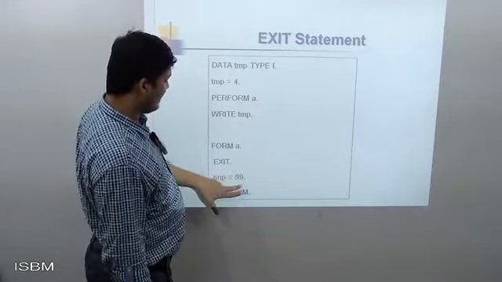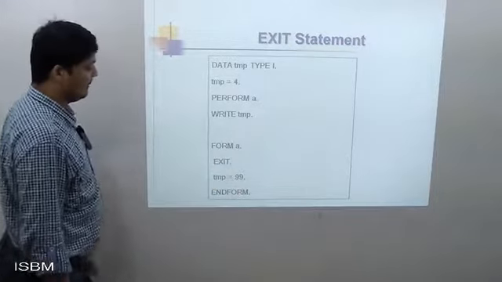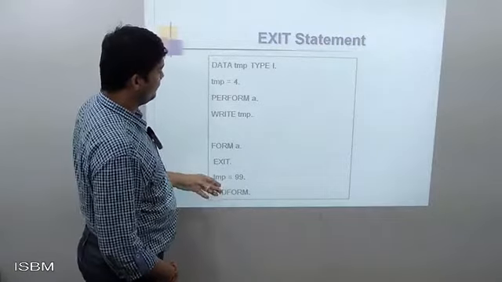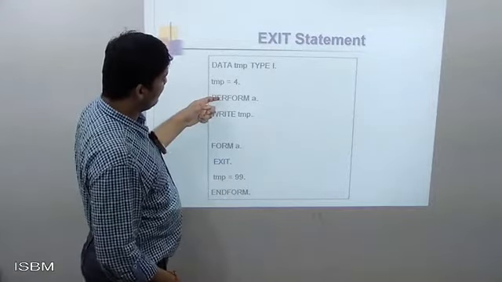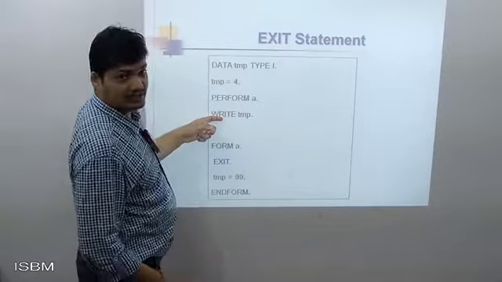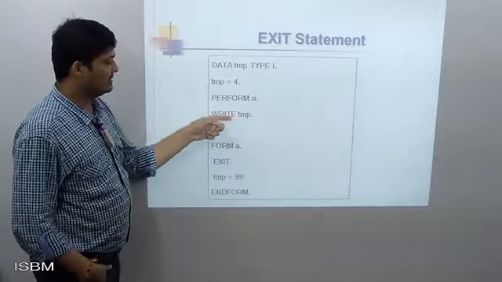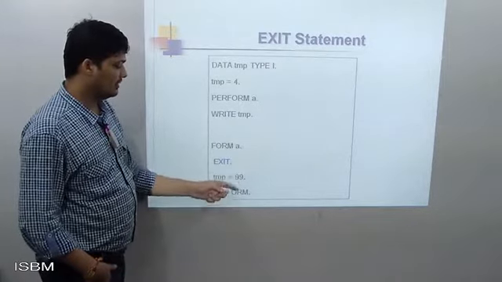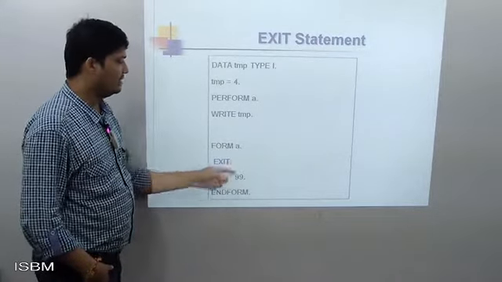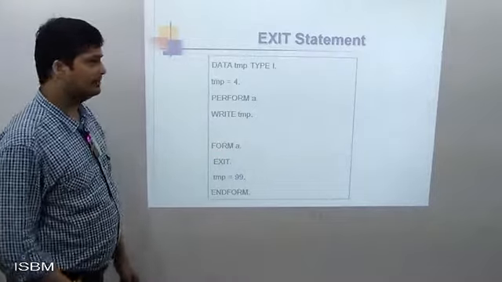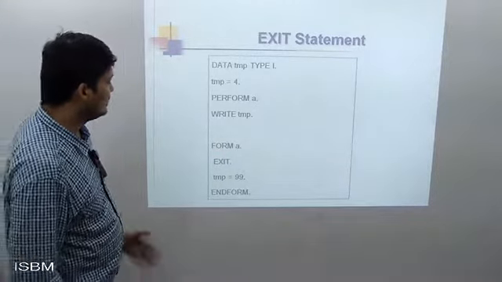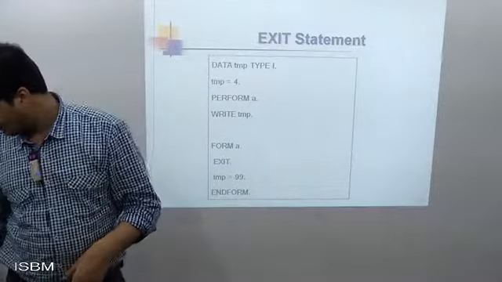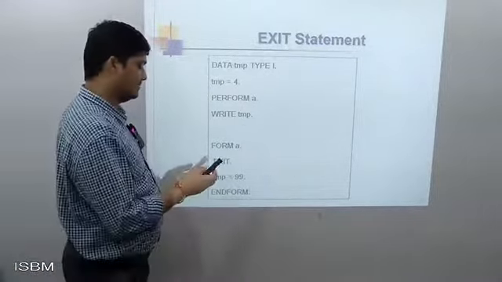After exiting, it would have put 99 inside temp and completed our form. So when it exits, it comes to your temp, and here you would expect to find 99, since we wrote that 99. But whenever the exit comes, it comes out of your program. This is as simple as that.